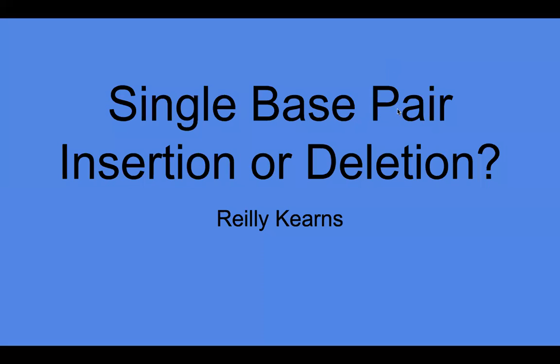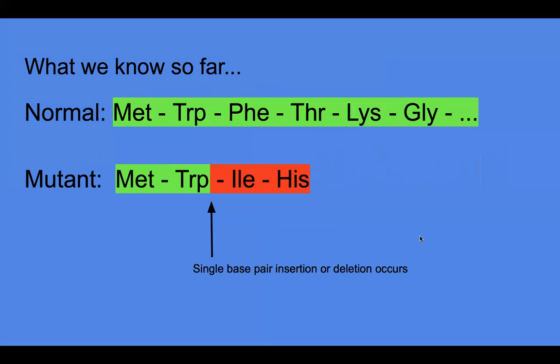This presentation is on single base pair insertion or deletion in the context of prompt 4-1A. In this problem, we are given both the normal and mutant protein strands and want to investigate what type of mutation has taken place between them, as well as the specific codons that are present in each strand.